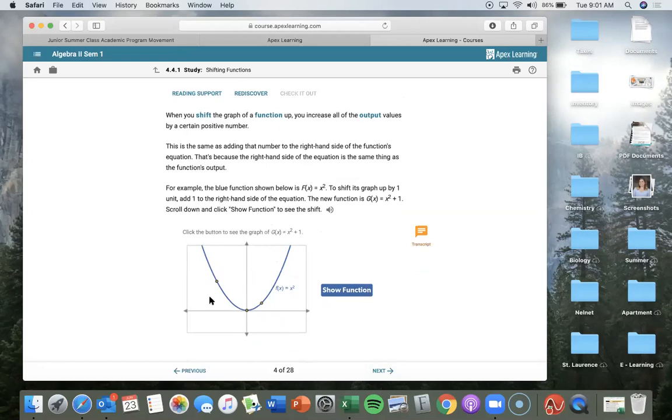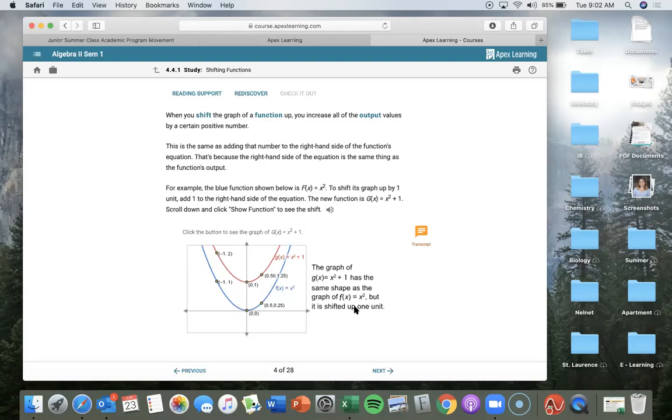So if our example here in blue is f of x equals x squared, to shift this graph up by 1, what we're going to do is add 1 to the right-hand side of the equation. So it now goes from x squared to x squared plus 1. And what you're going to notice is we just shift all of the y values by 1 here. We haven't moved the x values. The x value is still the same, but now we just add a 1 to it to make this new value.